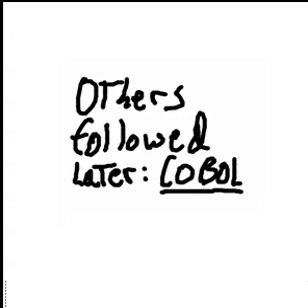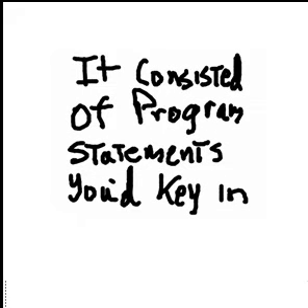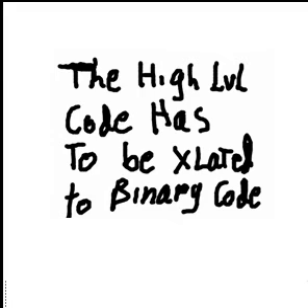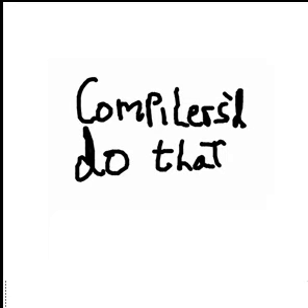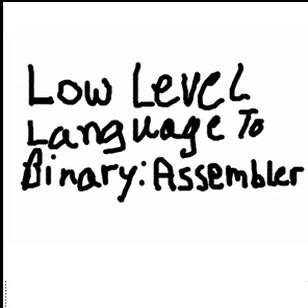Other languages followed later, like COBOL. COBOL was a high-level language. It consisted of program statements that you'd key in. The high-level code had to be translated to binary code. Compilers would do that. High-level language to binary translation requires a compiler. Low-level language to binary translation requires an assembler.